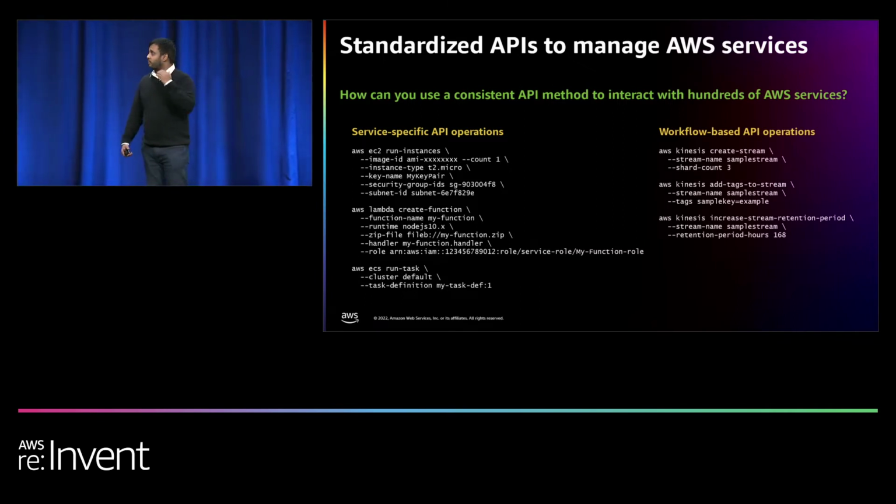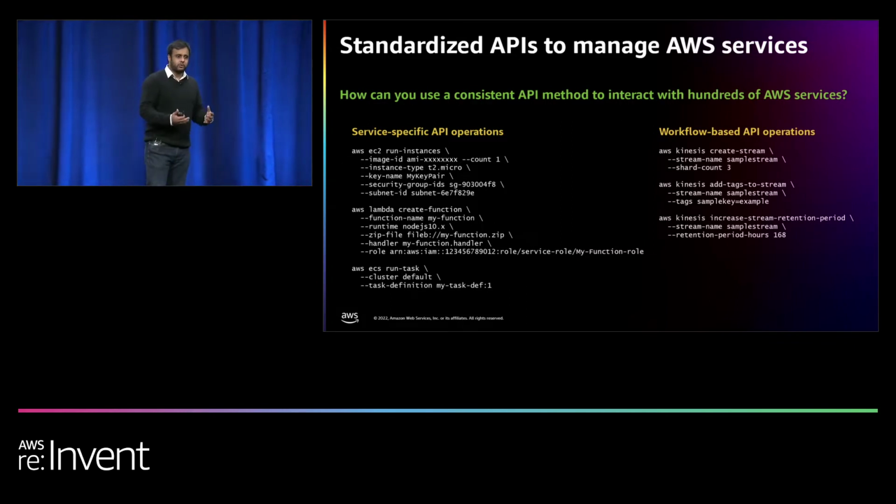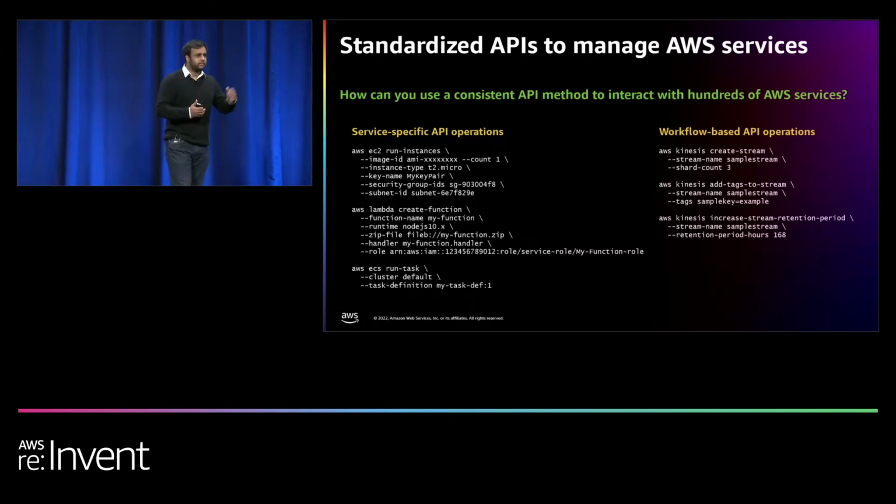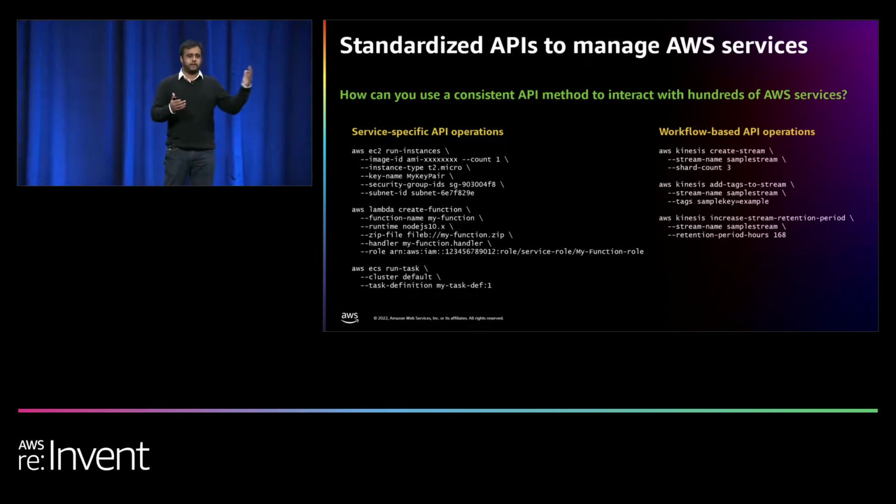You have to provide the name of the Kinesis stream that you're creating, the shard counts associated with it, a separate API for adding tags to those Kinesis streams, and also adding or defining the retention period. You would need separate APIs.